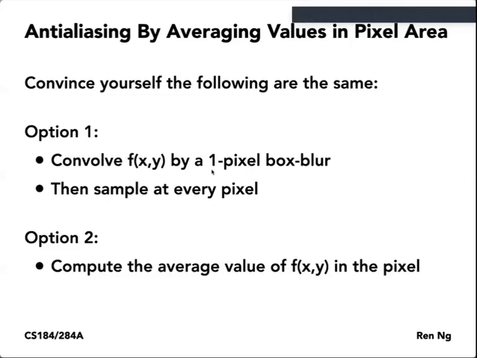Option 1 is, I'm saying convince yourself these are mathematically the same. Option 1 is convolve f of xy, that triangle function, by a 1 pixel box blur, and then we sample at the center of each pixel. Option 2 is compute the average value of that inside triangle function over the square extent of the pixel. I'm saying they're the same. I want you to go think about it and convince yourself geometrically that they're the same. Okay.